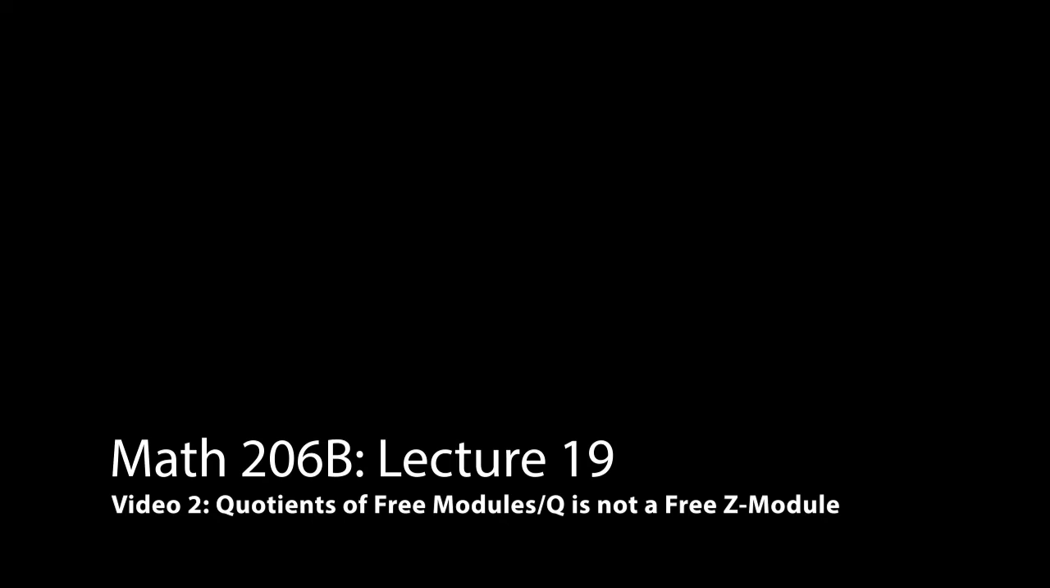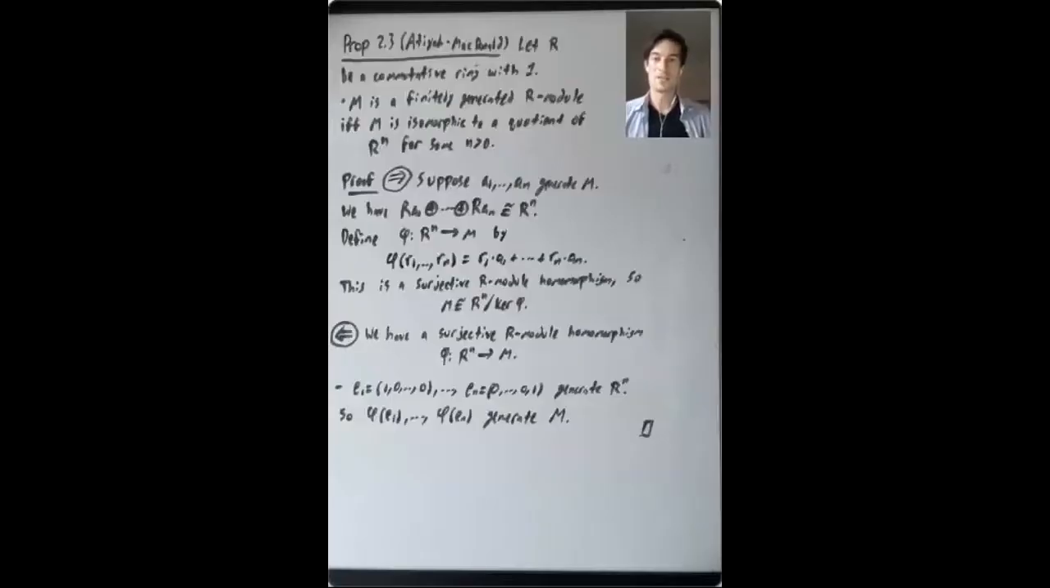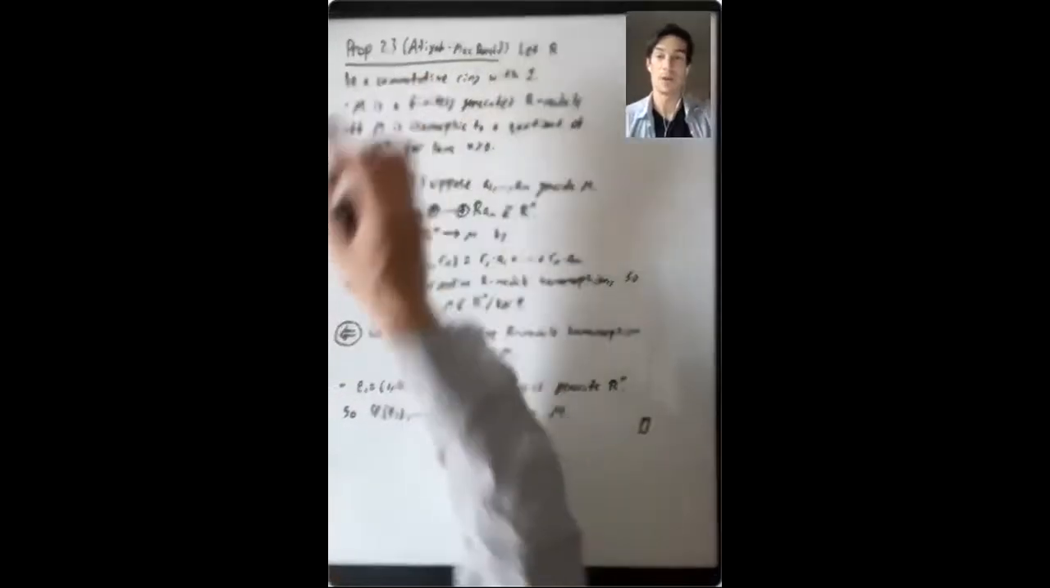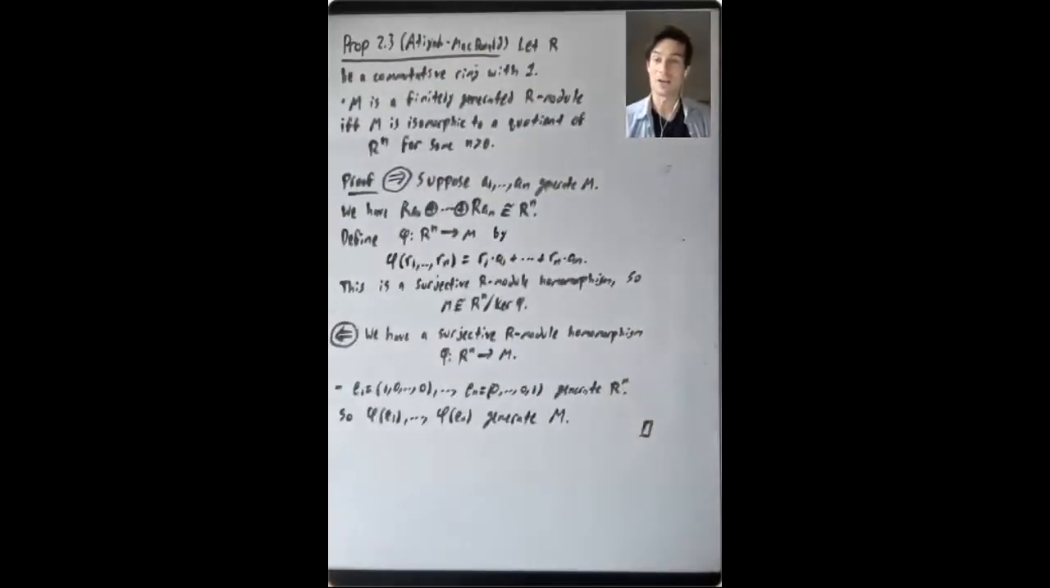From tomatoes. I want to start this video by proving a result about finitely generated modules that isn't in Dummit and Foote as far as I can tell. I want to give you some reference for this result. You can find it, for example, as proposition 2.3 in Commutative Algebra by Atiyah and MacDonald.